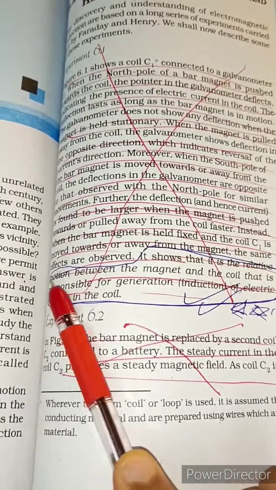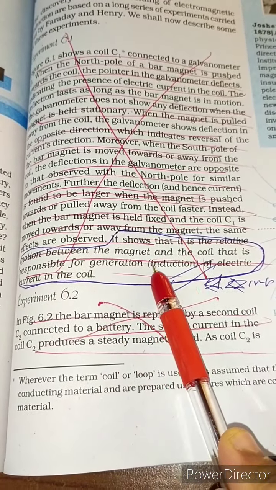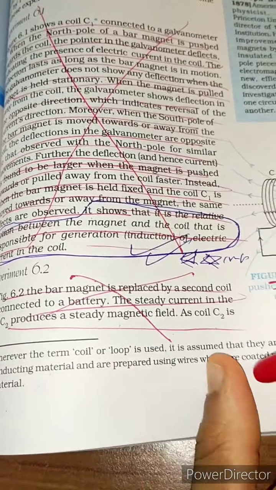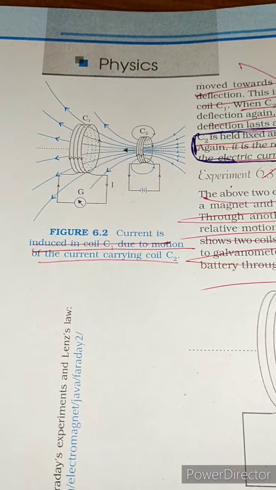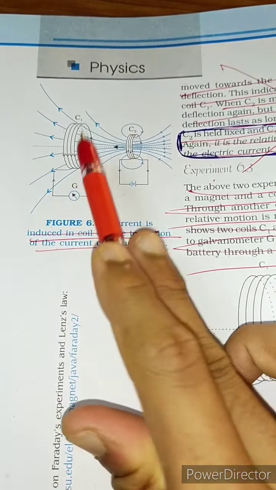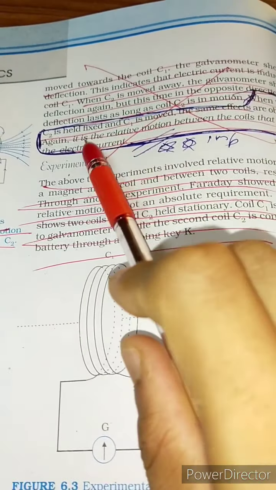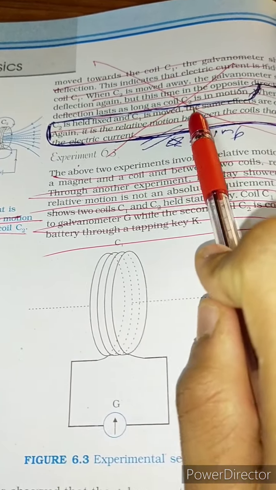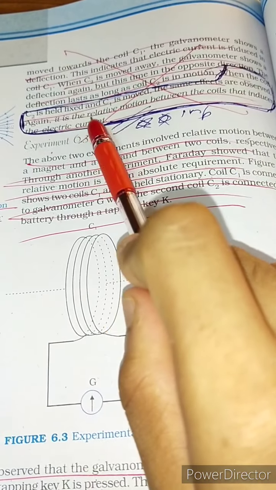It shows that the relative motion between the magnet and the coil is responsible for induction of electric current in the coil. And the second experiment is that current is induced in coil 1 due to the motion of the current-carrying coil C2. When the coil C2 is held fixed and C1 is moved, the same effects are observed, and again it is the relative motion between the coils that induces EMF in the coil.